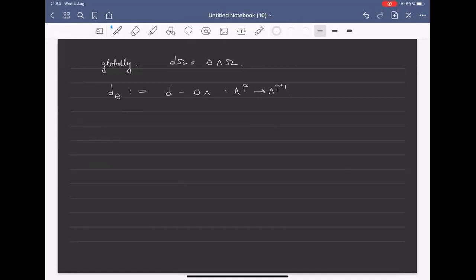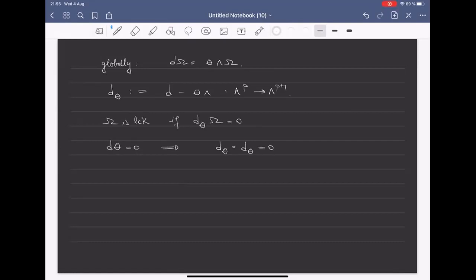Then we can say that omega is LCK if omega is closed under the operator d theta. Okay, this is just a matter of renaming things. But the interesting part is that theta being closed amounts to d theta squared being equal to 0.